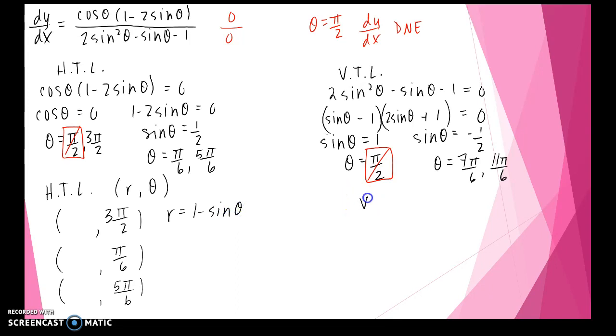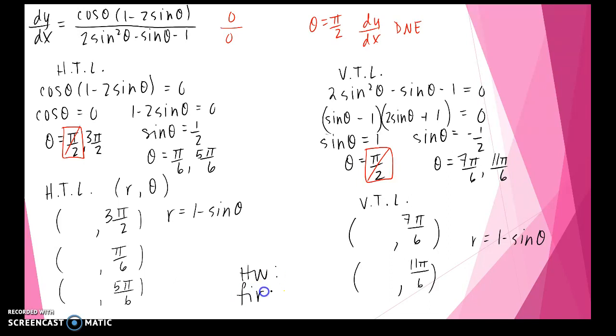And I'm going to have you do these. Vertical tangent line, there's going to be 2 points where there's a vertical tangent line: 7 pi over 6 and 11 pi over 6. Same function, so to find the radius, you're going to plug it back into the same original. So for homework, please find r for each point.